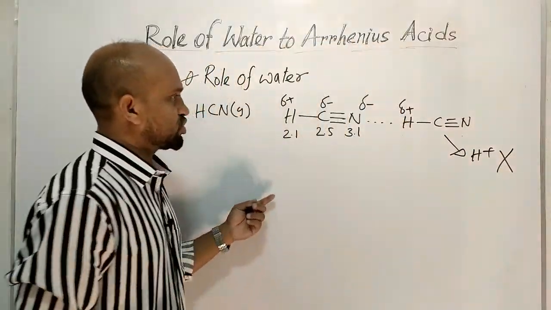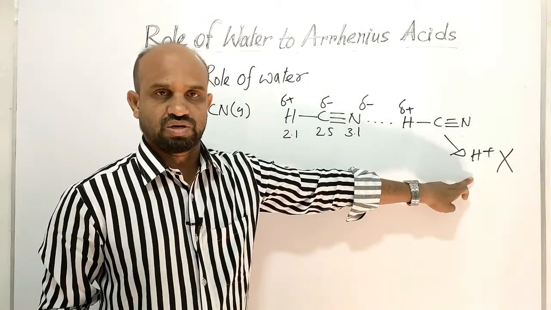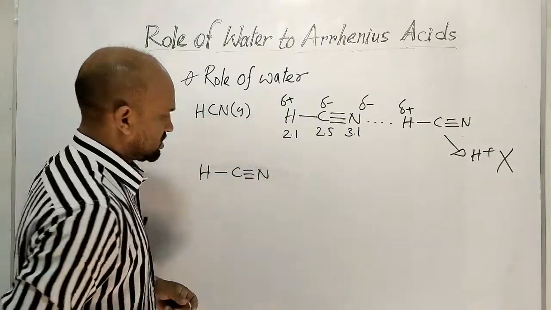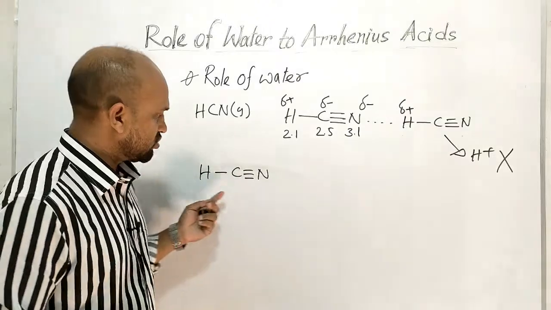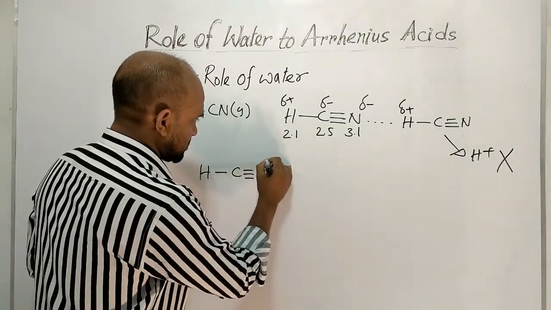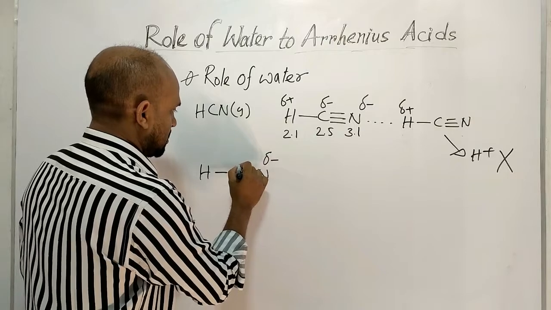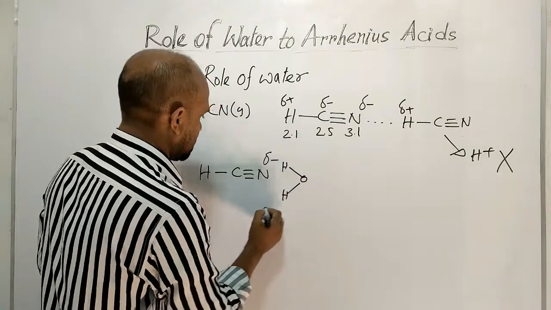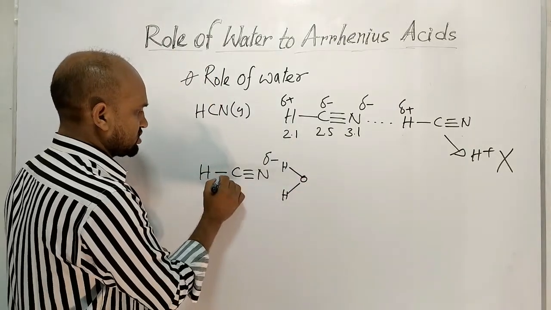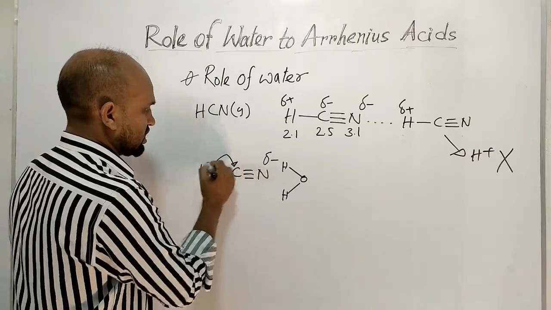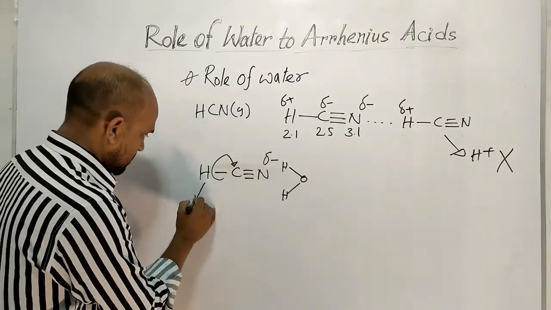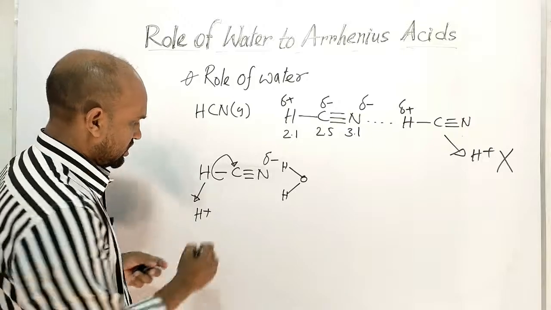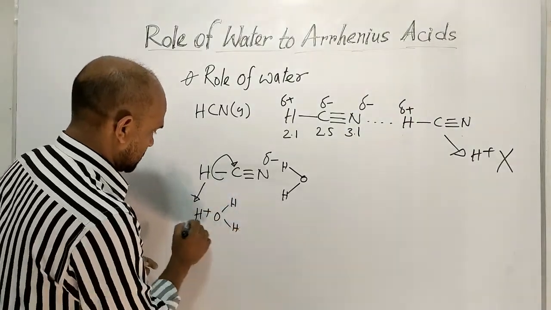So hydrogen cyanide cannot produce protons in absence of water. But when hydrogen cyanide is dissolved in water, then it produces protons. Now let's see how it produces protons. Nitrogen gets negatively charged, and as a result it is attacked by water. At one stage, this hydrogen carbon bond undergoes heterolytic fission and proton is released from hydrogen cyanide molecule, which is surrounded by water.